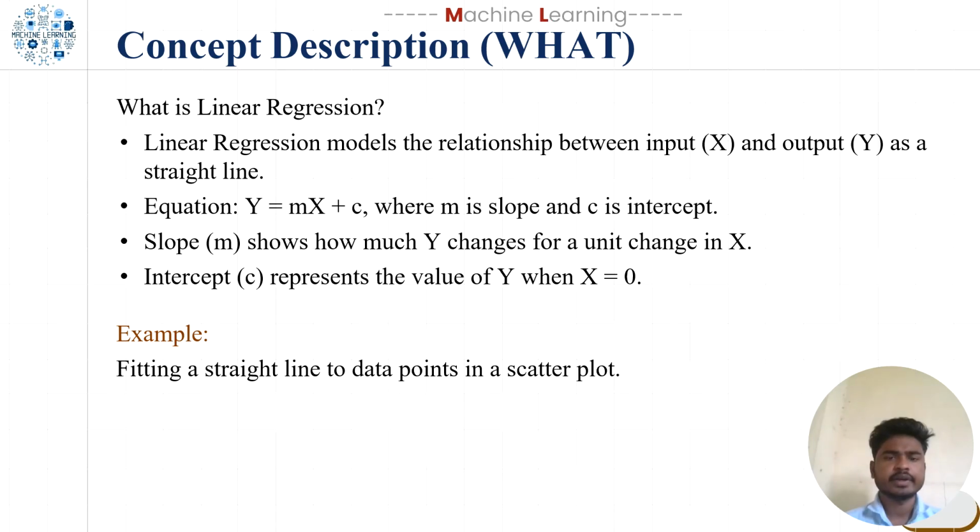Concept description. What? A linear regression model outputs y from input x using a straight line. The equation is y equals m times x plus c. m is the slope, the change in y for a one unit change in x. c is the intercept, the value of y when x is equal to 0. It fits the line that best represents the data points. Example: more study hours equals higher exam scores.